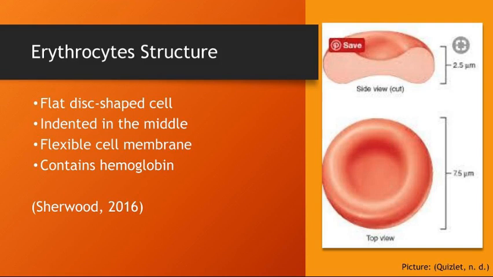The third unique characteristic is that they are composed of hemoglobin. Because red blood cells do not contain a nucleus or other organelles, they have room for about 250 million hemoglobin molecules.